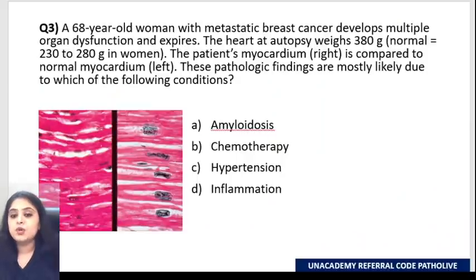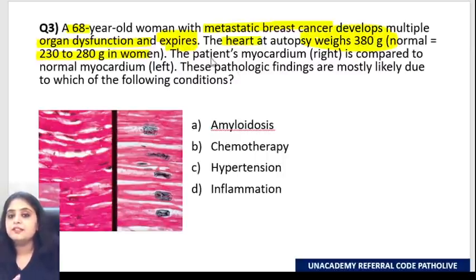Well, moving on to question number 3 for the day, and that's an image and a question that you have. You have a 68-year-old woman who's got metastatic breast cancer and develops multiple organ failure and expires. It's actually more than metastatic breast cancer, it's the heart which has come in question. The autopsy weight of the heart is 380 grams. They've been kind enough to tell you that the normal weight reference range is 230 to 280. So definitely there was some kind of cardiomegaly.